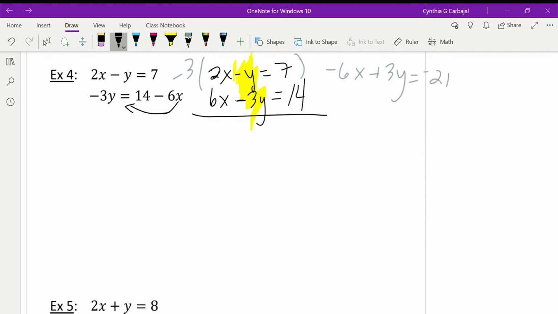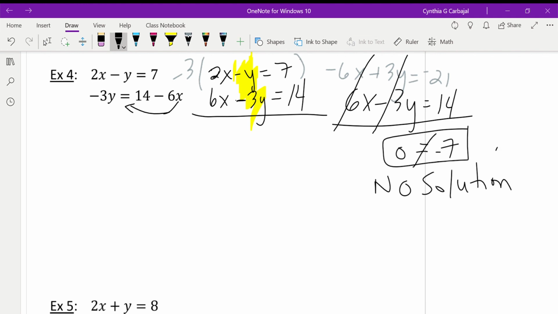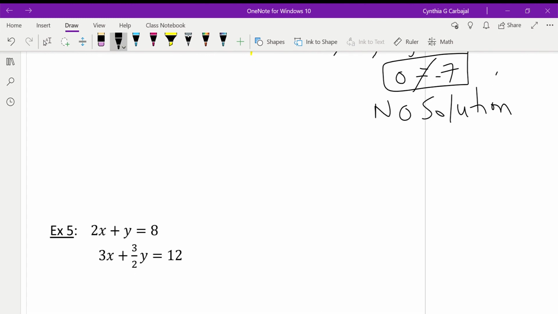Then rewrite this bottom one down here, the second equation, and then add. These will cancel out. Ooh, and these will cancel out, and we're left with 0 equals negative 7. Does 0 equal negative 7? No, that is a false statement. This is no solution. If I would graph this to check myself, I should end up with parallel lines. Just heads up though, if I would have ended up with 0 equals 0, that would be infinite. But it's not. But if I did, just heads up.